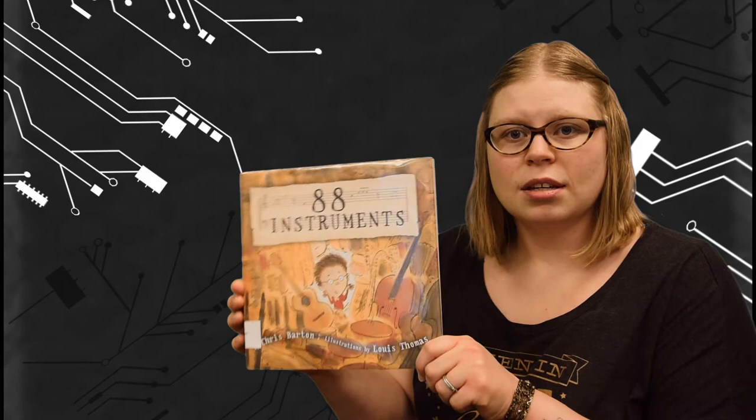We will be reading books about concepts and notable people in the fields of STEM, which are science, technology, engineering, and mathematics. Today we will be reading 88 Instruments by Chris Barton, and then looking at the app GarageBand, which is technology that can help you explore different instruments and music composition.